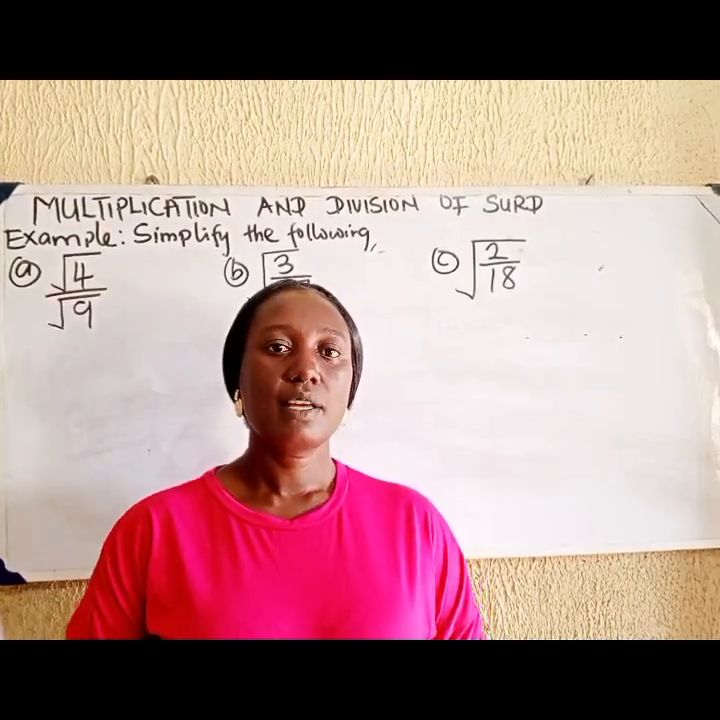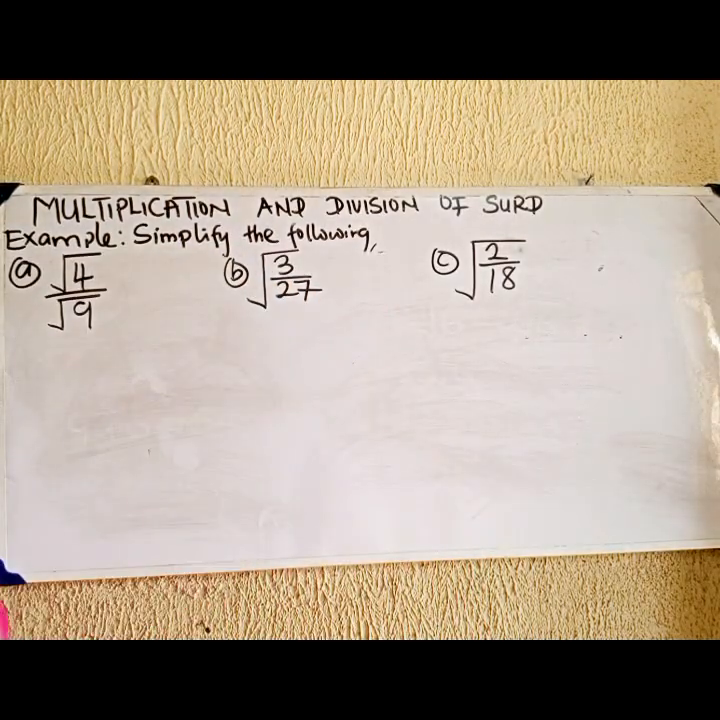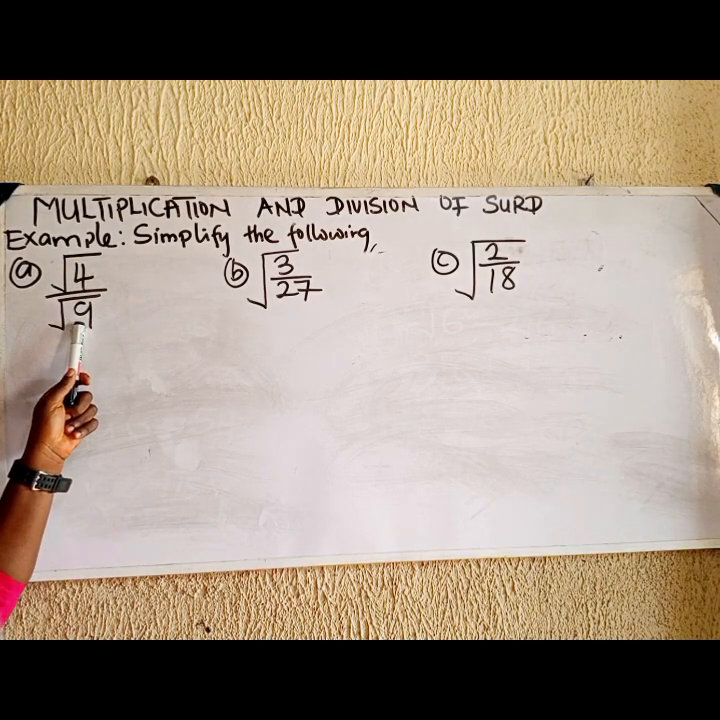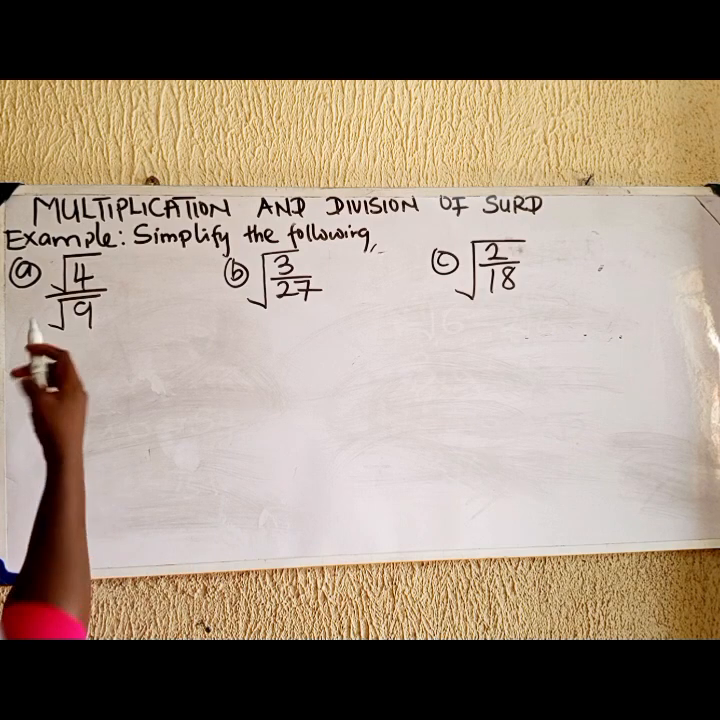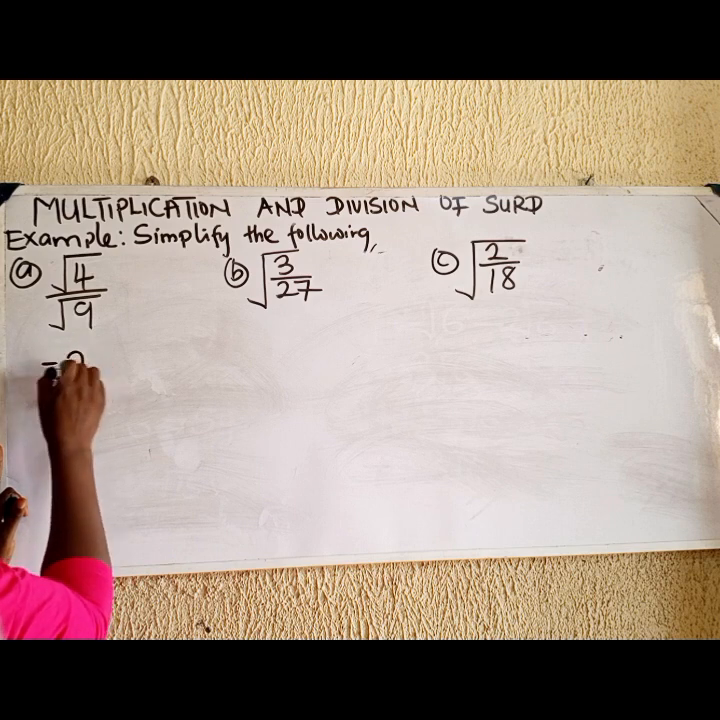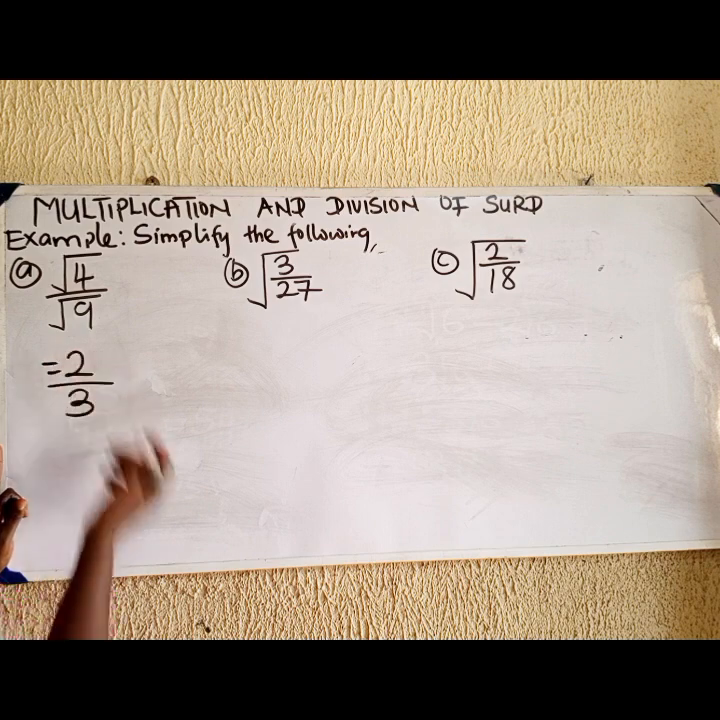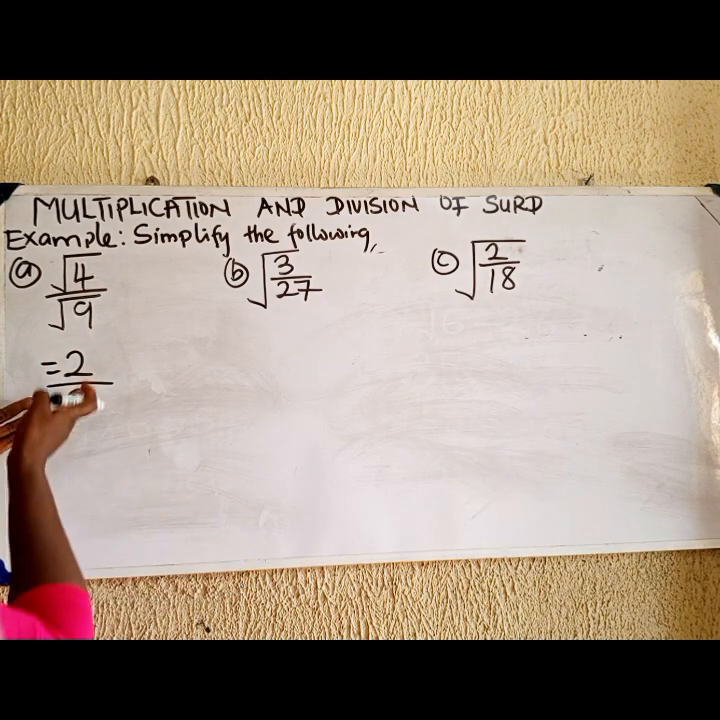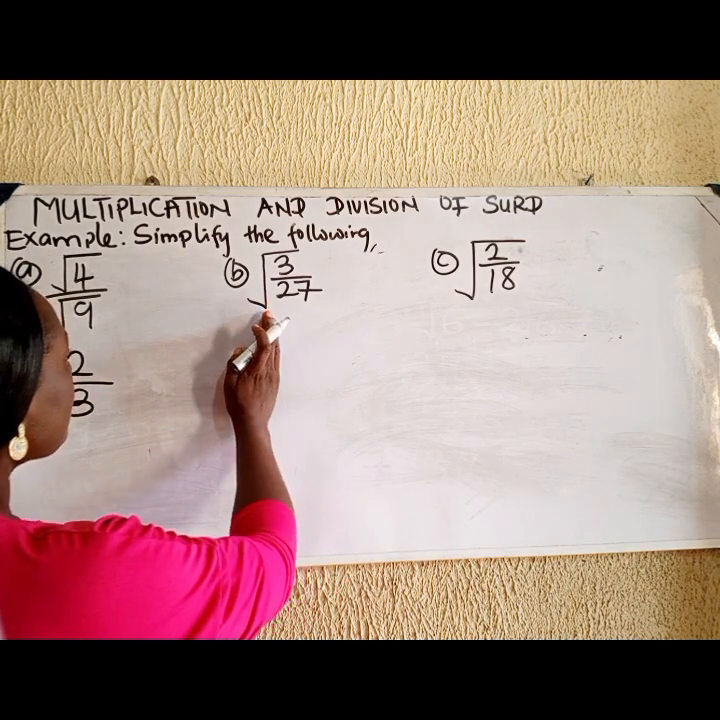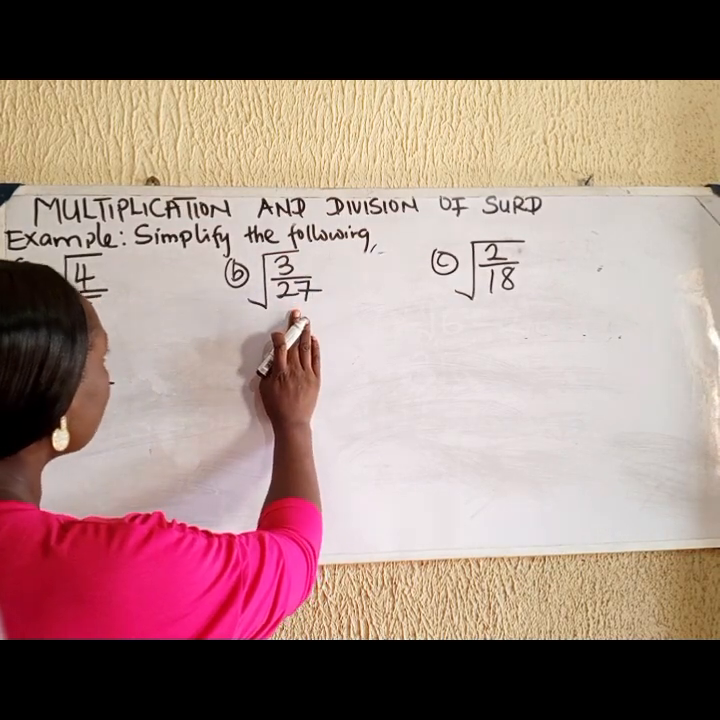Now let's see an example under division of surds. We are asked to simplify the following. In the first one, I have root 4 over root 9. So we know that the square root of 4 is equal to 2, over the square root of 9, which is equal to 3. So this one is very simple. Our answer is 2 over 3. That's all.